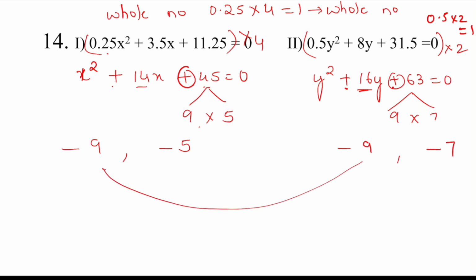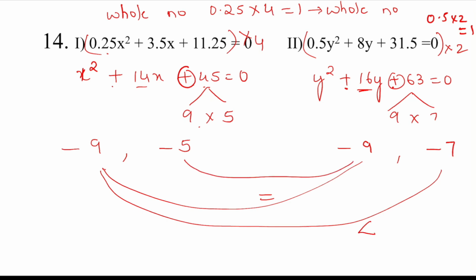Now when you compare with this, it is equal. When you compare with this, x is less than y. When you compare with this, x is greater than y, and when you compare with this, again x is greater. So once you have a greater symbol, once you have a lesser symbol, therefore we can say relation cannot be established.